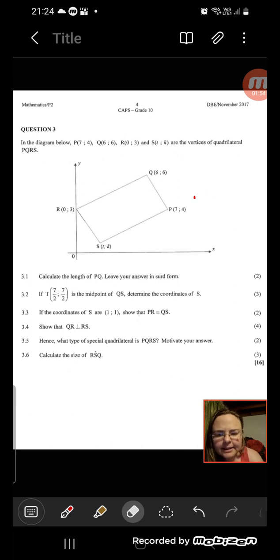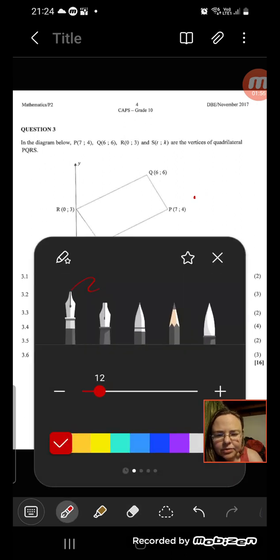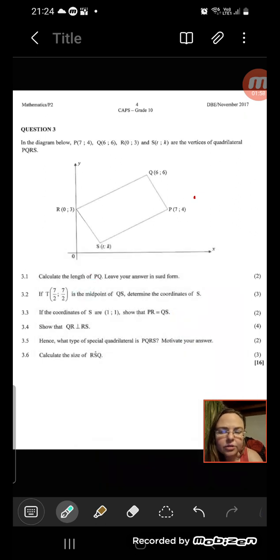Length and distance, length and distance, length and distance. I wonder which formula we should use. So you're just going to plug in the numbers, and that's for 2 marks, and you just got your 2 marks.